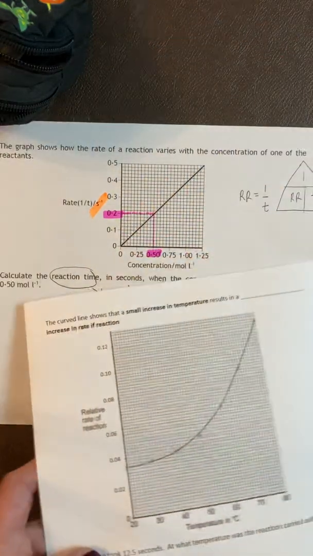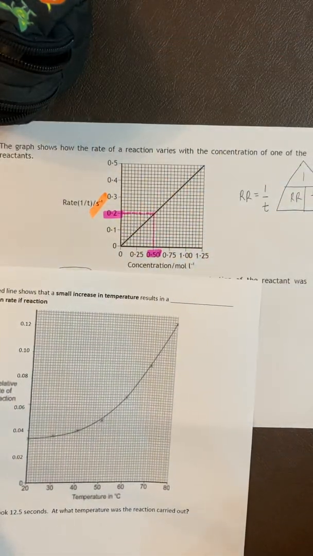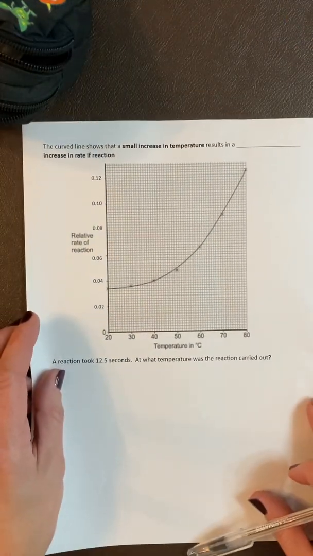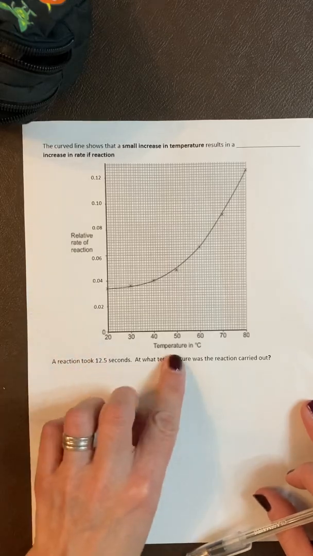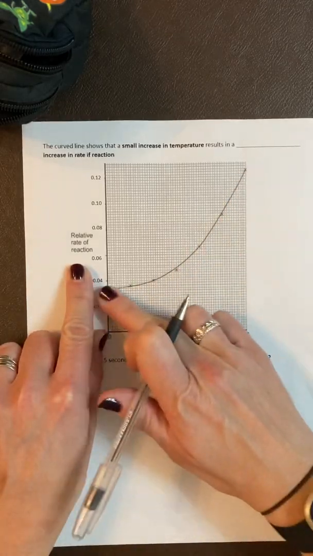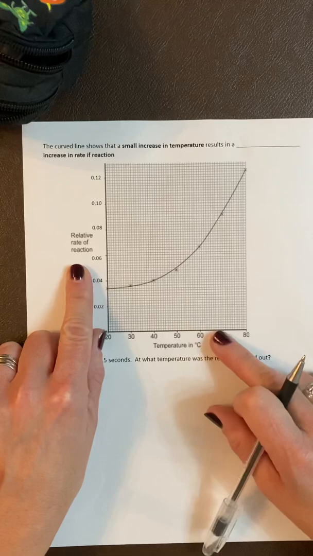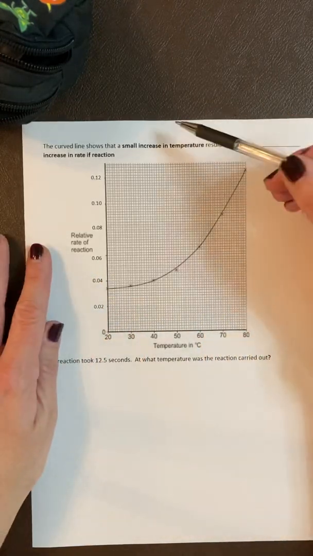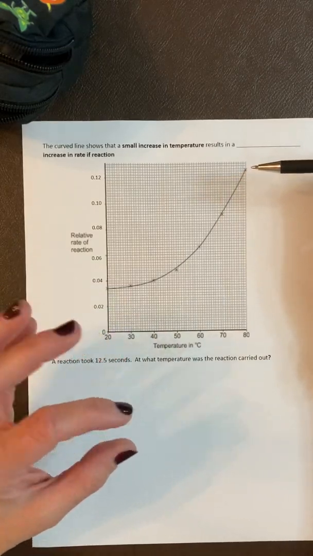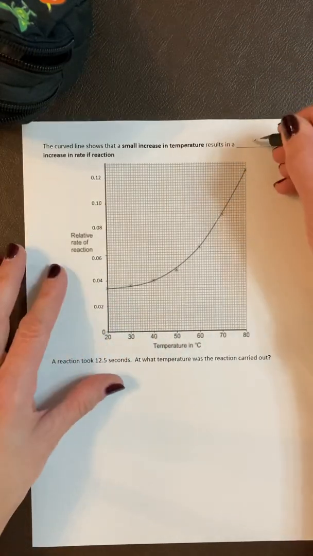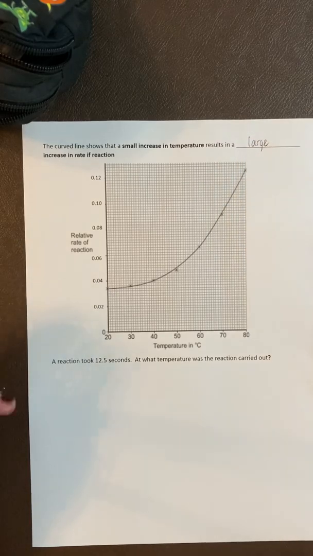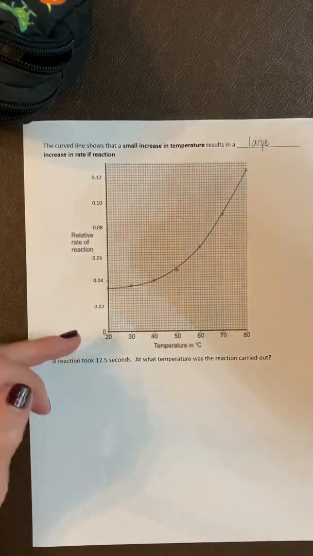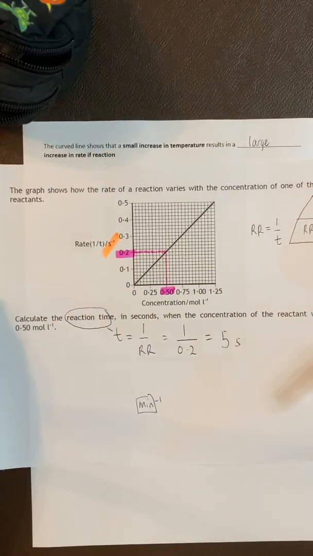I've got a second example here. And this example gives you temperature and relative rate, so that's the shape we would always expect with a relative rate and temperature. What a relative rate and temperature graph shows you is that if you have a small increase in temperature, then it can result in a much larger increase in rate of reaction, which is why we don't have this directly proportional relationship, the same as we do have with concentration.